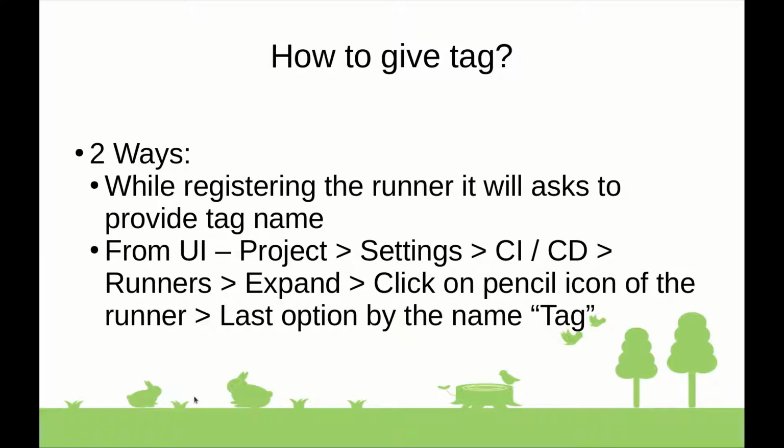There are two ways. One is when you are registering a GitLab runner, at that time it will ask you to provide a tag name. And another way is from the UI: you need to go to the particular project, its settings, CI/CD, runners, expand it, click on the pencil icon, and there will be a last option by the name tag.